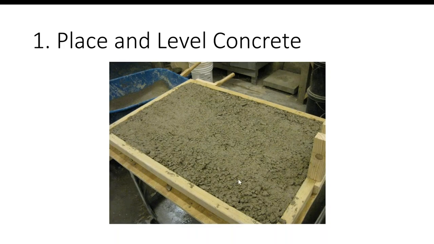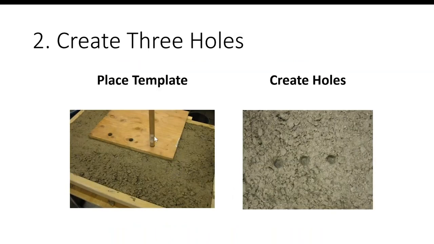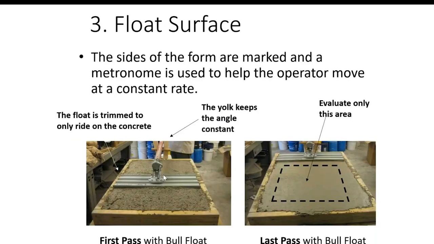So here we are. Here's the concrete. Struck it off. Then we're going to come back with our template and put 3 1-inch diameter holes in here just like this. Then we'll come back on with the float. And this float has been trimmed so it does not ride on the wood form. It rides on a smaller area in between. You go back and forth over this area and you look and say, hey, is it smooth? And did the holes close? Those are the two things that you look at. You count how many passes it took to make this happen.